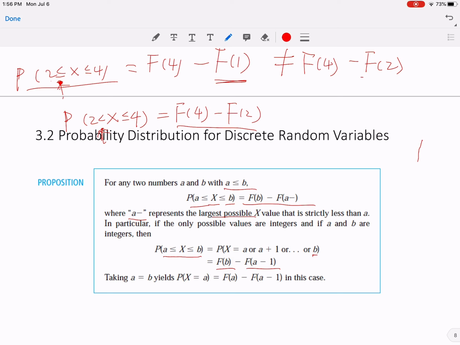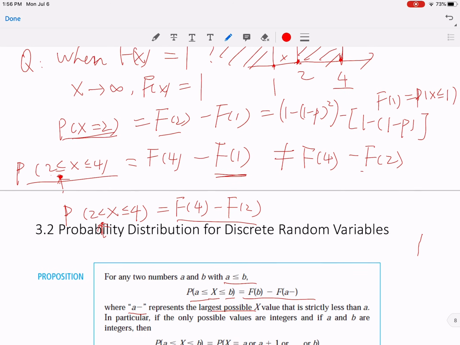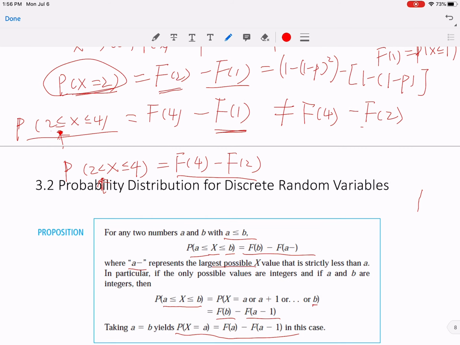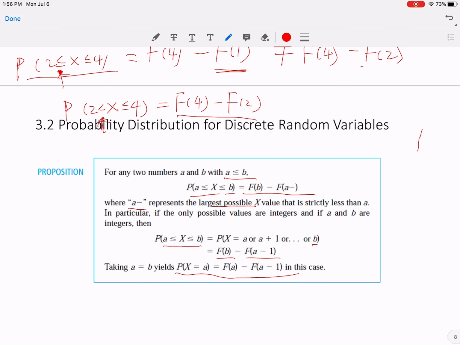Now, taking a equal to b yields that the probability of x equal to a is equal to f of a minus f of a minus 1 in this case. Which is what we're doing here. So the probability of x equal to 2 is equal to f of 2 minus f of 1. Okay, I think that's pretty much all about this video.